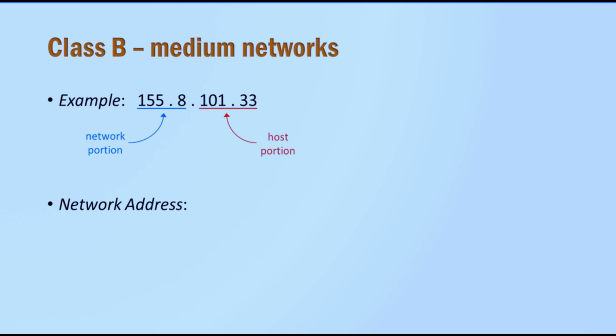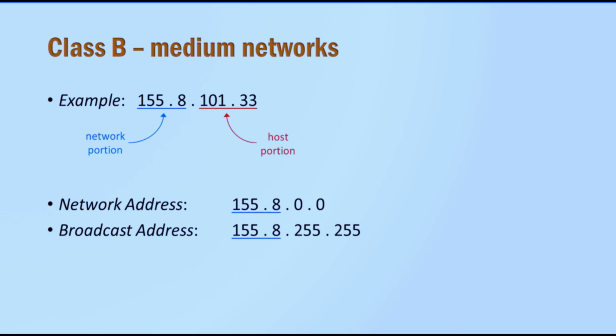So the network address is going to be 155.8.0.0. Now the broadcast address is going to be 155.8. That's the network portion. And in the host portion, we're going to use all ones. And just as in the previous example, 8 ones in binary format equals 255 in decimal format.